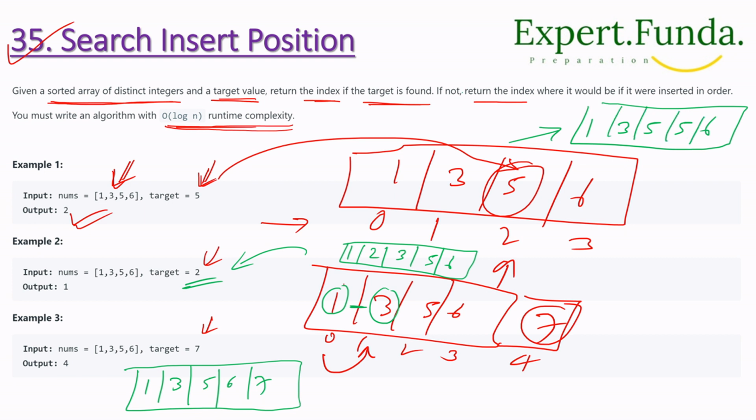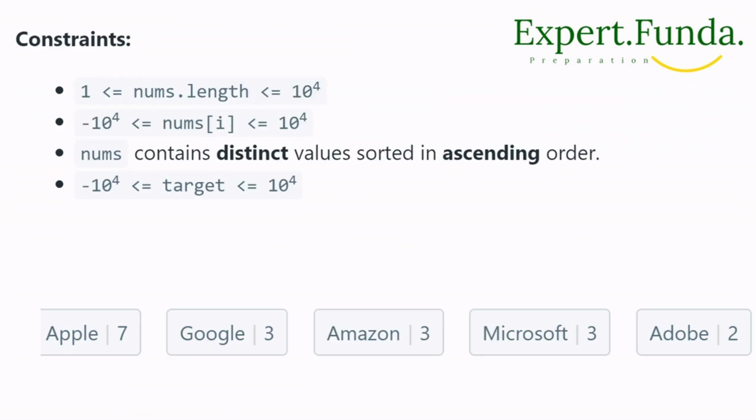So what it is saying is, return the index if the target is found. If not, then we will return the index where it would be if it were inserted in order. So where it will be inserted, that we have to return. If you find the target, that's fine. Okay, search insert position. These are the constraints we have been given: nums contains distinct values sorted in ascending order.